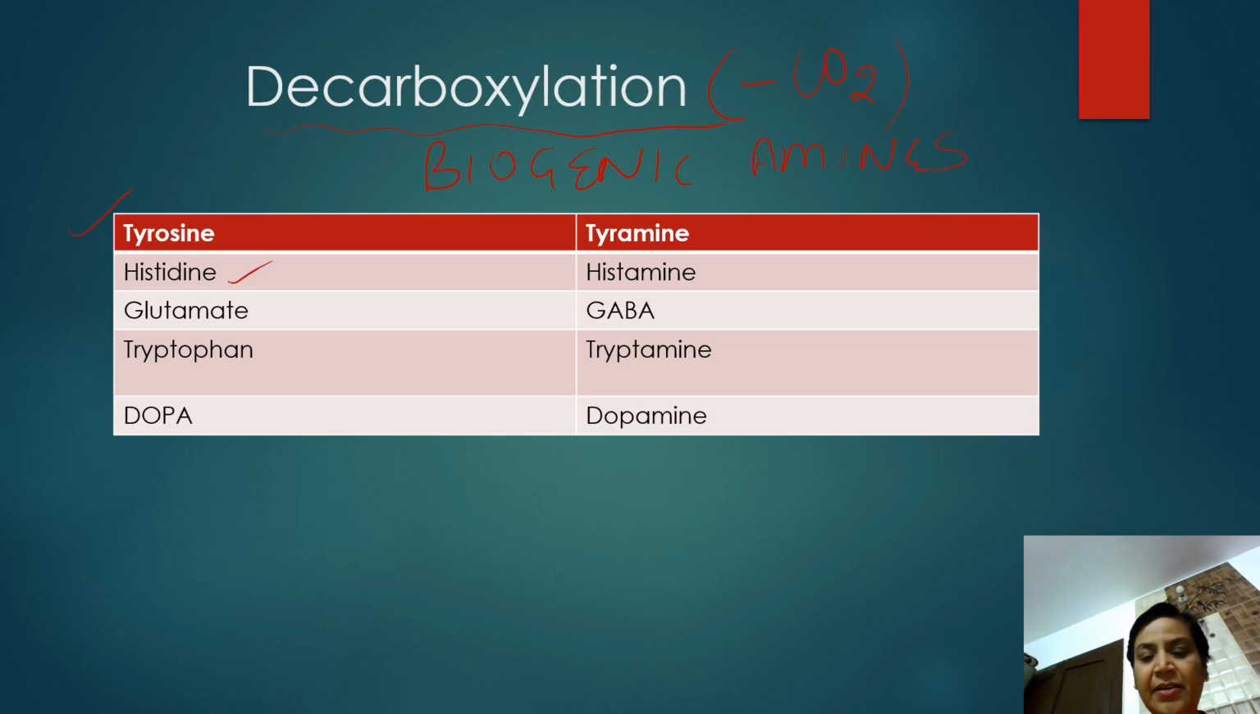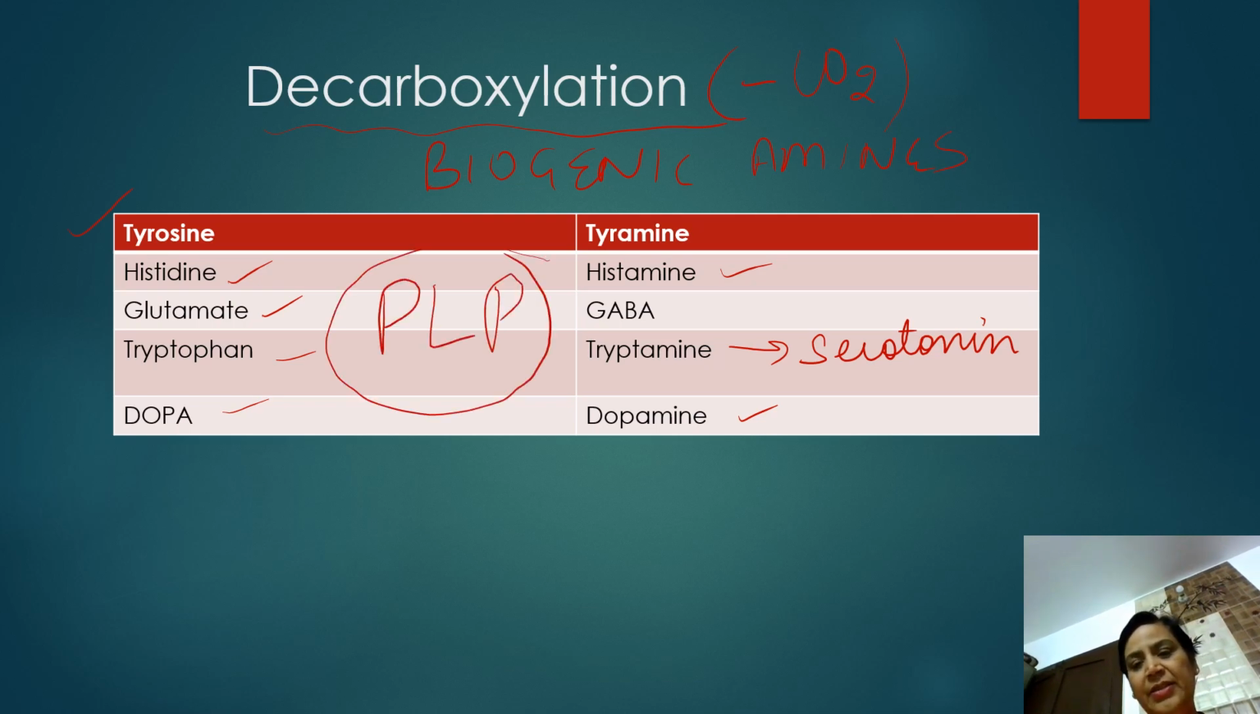Glutamate, histidine forms histamine, which is again a very important biogenic amine produced in our body. Glutamate forms gamma aminobutyric acid, which is an inhibitory neurotransmitter also. Tryptophan forms tryptamine, which further forms serotonin in our body, a very important vasoconstrictor which stimulates the cerebral activity. Similarly, DOPA, dihydroxyphenylalanine, forms dopamine. So all these reactions require PLP as the coenzyme.